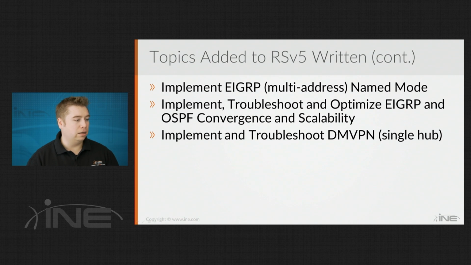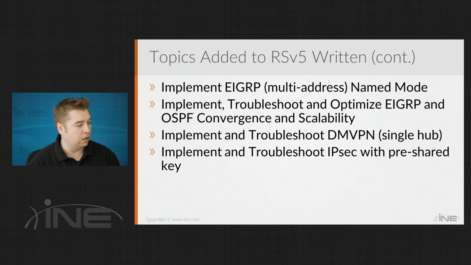There are, of course, things that are specific to DMVPN that are different from those other topologies, but from a very high level overview, it behaves very much the same as those legacy hub and spoke type networks. So this one is not only on the written exam, but it's also on the lab.